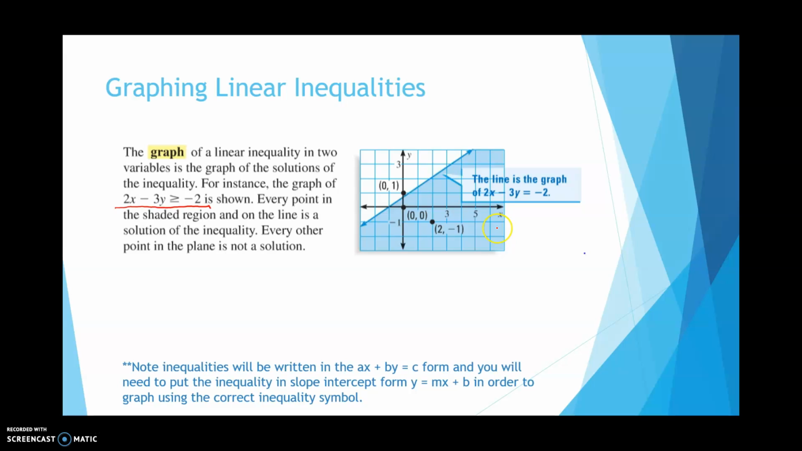So what we've done here is we have put this inequality in the y equals mx plus b form, of course using the correct inequality sign. And then they've shaded where the inequality is true based on points you pick within the shaded region. So like for instance, if I put that 2, -1, which is in the shaded region of this inequality, it's going to make it true, a solution of the inequality.